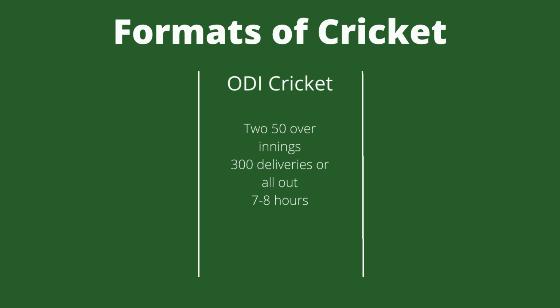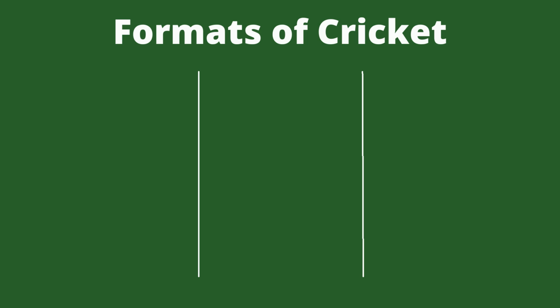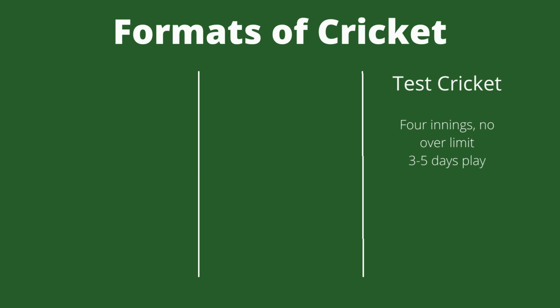ODI Cricket, or one-day cricket, consists of 2 50-over innings, or 300 deliveries per inning. This format usually takes 1 day to complete a match, which is about 7 to 8 hours. Test cricket is the original form of the game, and it has 4 innings, 2 each team, and an innings ends only when the batting side is all out.